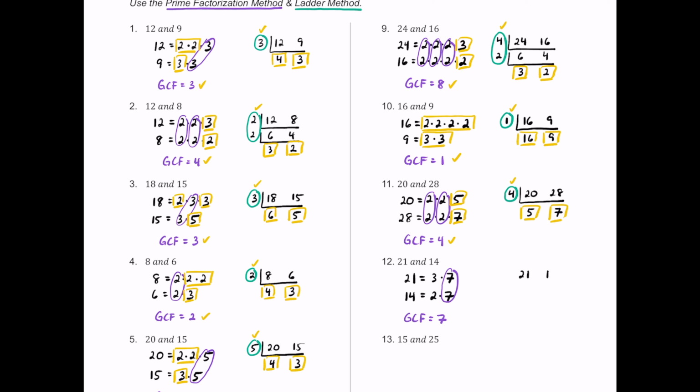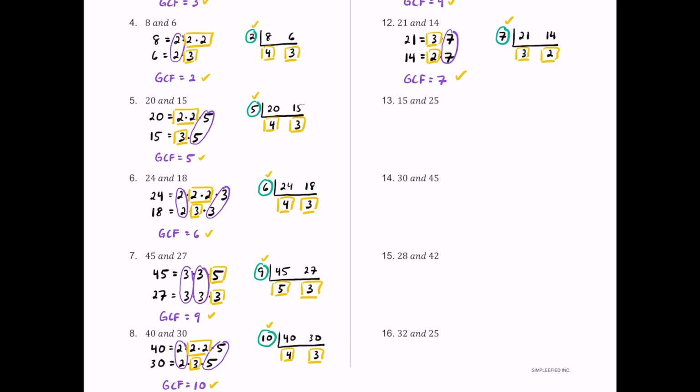So for 21 and 14, go ahead and put them next to each other. 7 goes into both. This one 3 times, this one 2 times. And we are done. That's the GCF, 7. This checks out. This 3 also checks out. And the 2 makes sense.